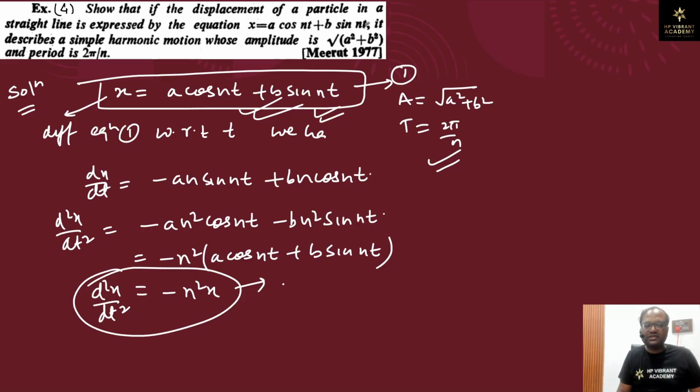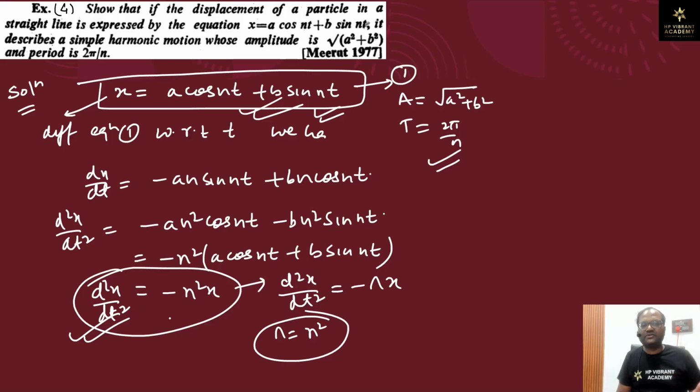On comparing this with the standard equation of SHM, that is d²x/dt² equal to minus μx, we have μ equal to n². And since this expression is similar to the standard equation of SHM, the particle follows the simple harmonic motion. So it follows SHM.